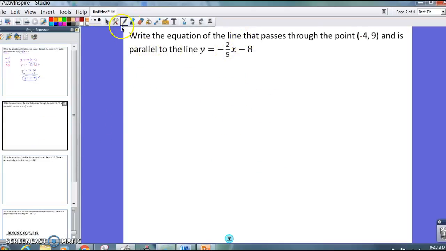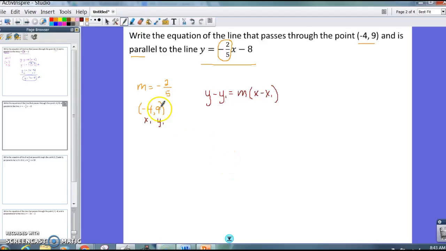In this one, very similar to the last problem, we're going through the point (-4, 9), and we are parallel to this line. Again, parallel lines have equal slopes or the same slope. The slope is what's in front of x. So since the slope of the given line is -2/5, the slope of my line is also going to be -2/5. My point is (-4, 9). So here's my x1 and y1. And so I'm just going to substitute in y - y1 = m(x - x1), substituting those values in.